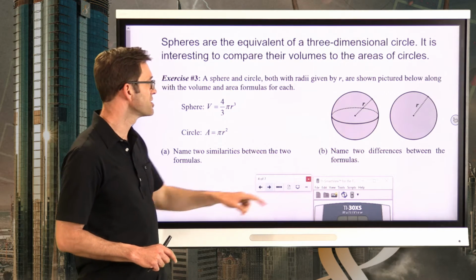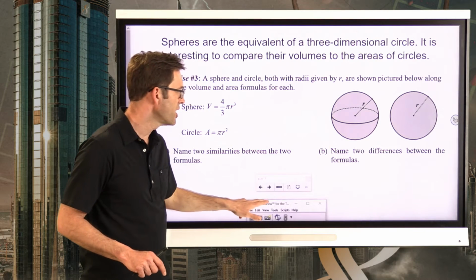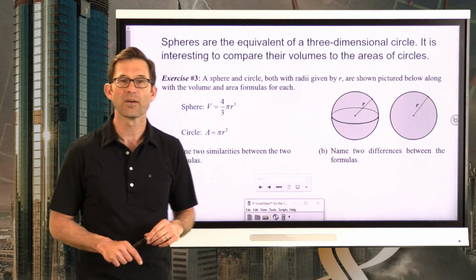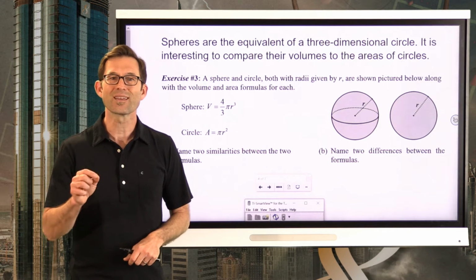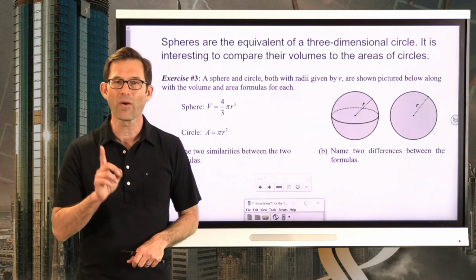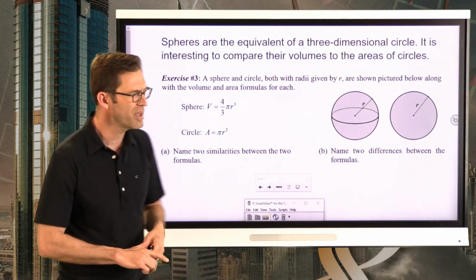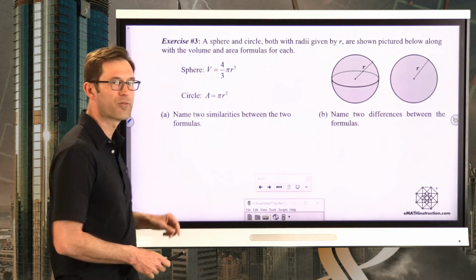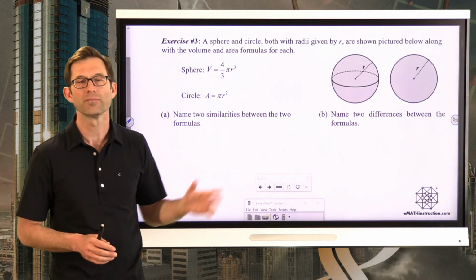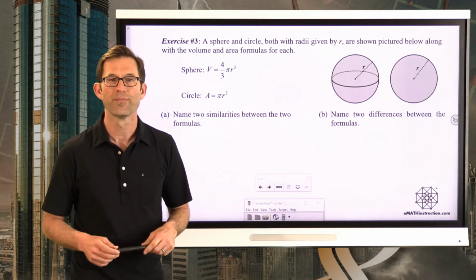Now, just because it's a plug and chug formula doesn't mean you can't make some sense of it. Spheres are the equivalent of a three-dimensional circle. It's interesting to compare their volumes to the areas of circles. So let's do that a little bit, just so that we can feel a bit more comfortable with the volume formula of a sphere. Let's take a look at exercise number 3.